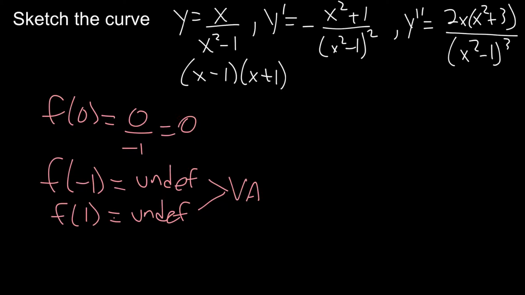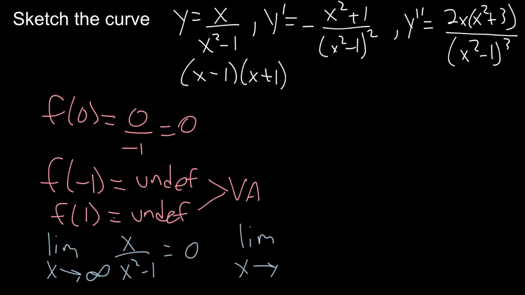Now, we would also want to look and see what happens at infinity. Are there any horizontal asymptotes we need to be cognizant of? If we take the limit as x goes to infinity of x over x squared minus 1, we find that we get 0. And similarly, if we investigate the limit as x goes to negative infinity of x over x squared minus 1, we also get 0. So we're going to have ourselves a horizontal asymptote.